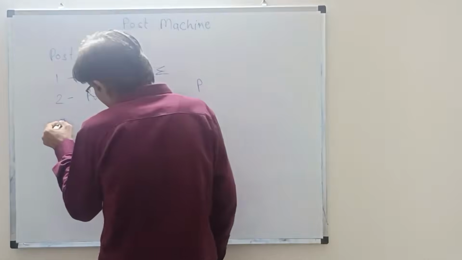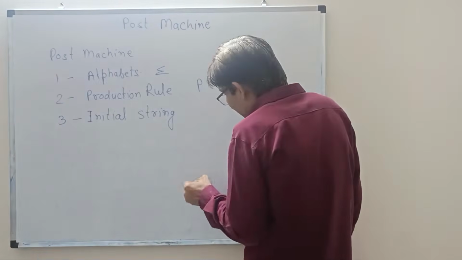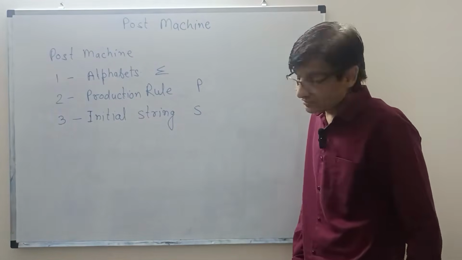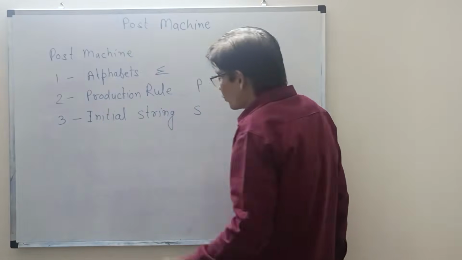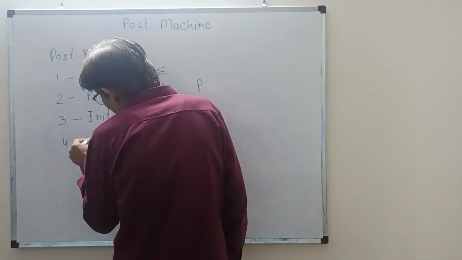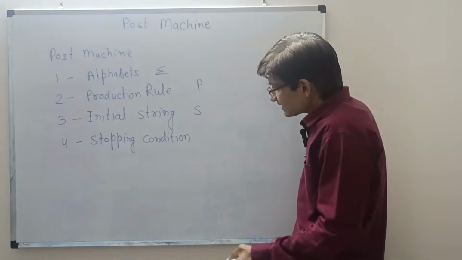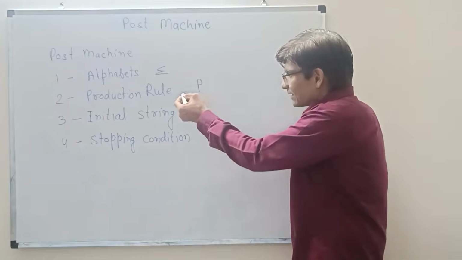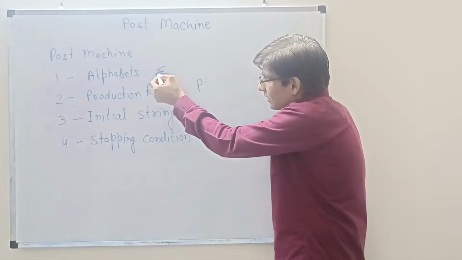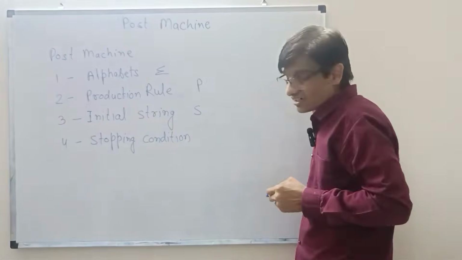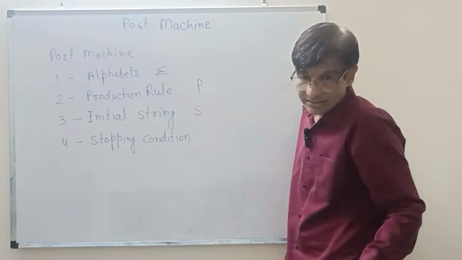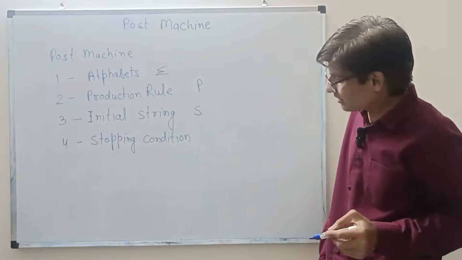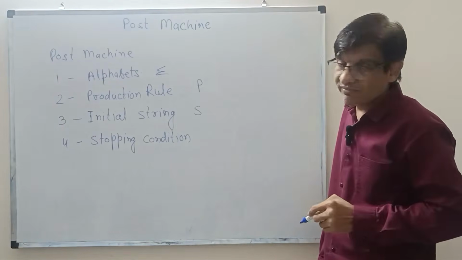Then third is initial string. This is one string and it is represented as S. So this is called initial string of post machine. Then fourth is stopping condition. Now this stopping condition is nothing but a production rule, single production rule. So this is set of production rules. This is set of alphabets. This is initial string, which is the string of alphabets. And then stopping condition is again a single production where the machine will halt.